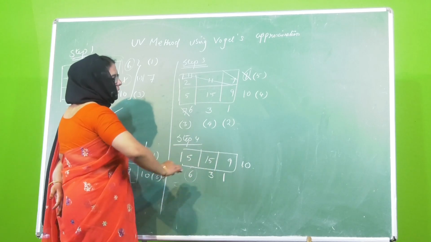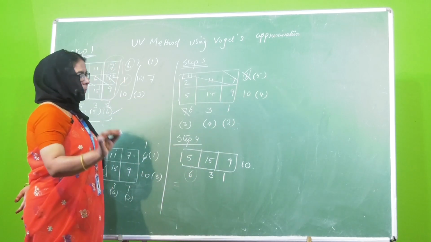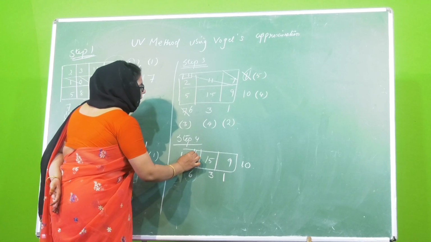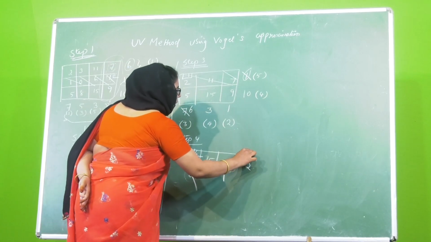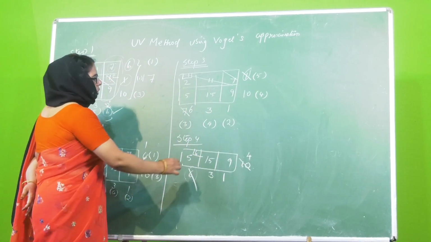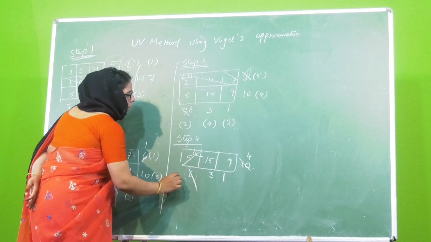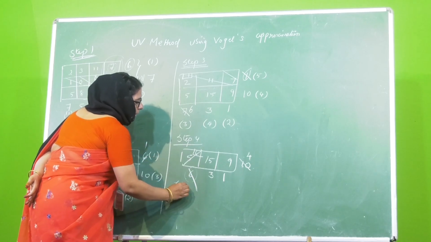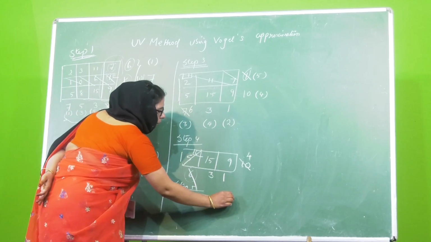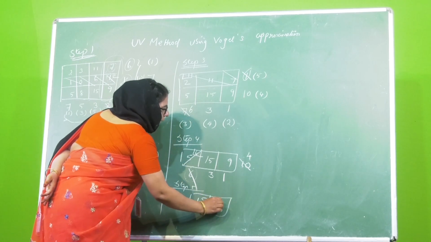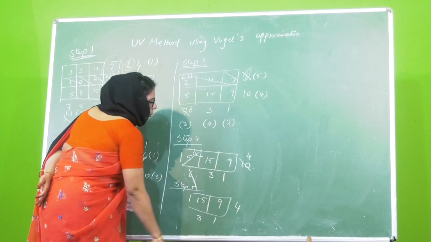Obviously we compared 6 and 10. 6 is the minimum. So we have to allocate 6. So and subtract 10 minus 6 is 4. So this row, this column is to be vanished. Step 5. 15 and 9, 4, 3, 1.